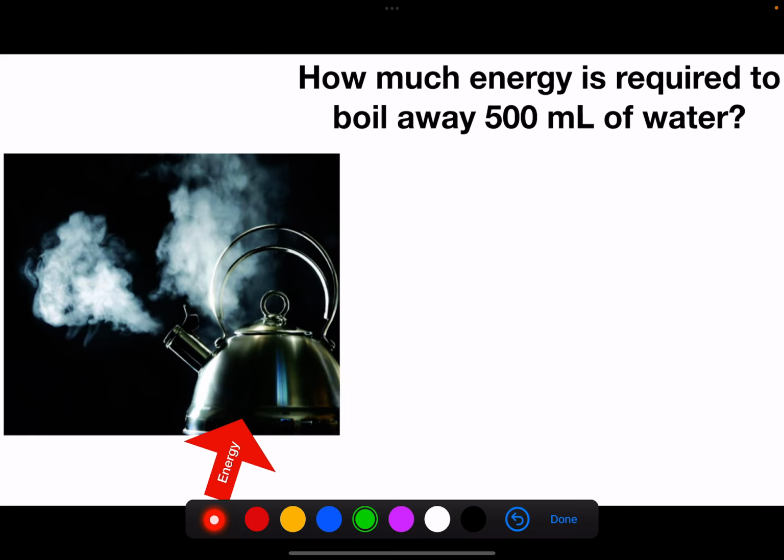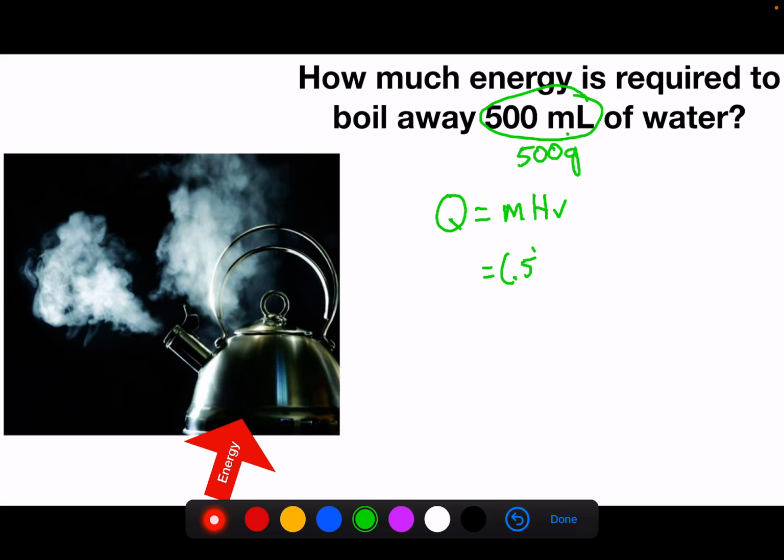Again, if I want to know how much energy is required to boil away a certain amount of water, I remember that water, and only water, a milliliter is a gram. So this would be 500 grams, which would be half a kilogram. I put in my heat of vaporization, and I solve for Q. You should be able to finish this without any issue.